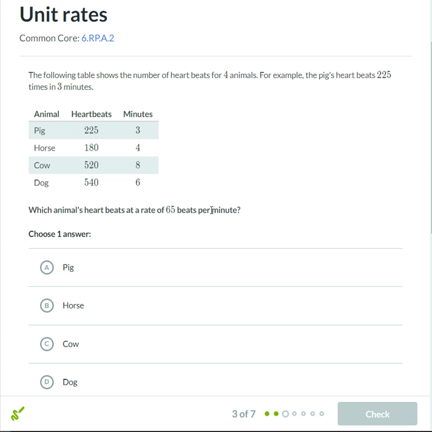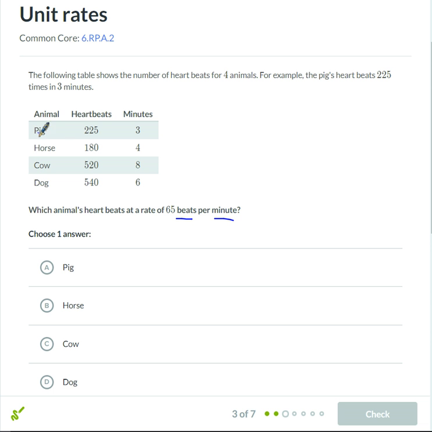So this time they're asking you to go backwards. So I'm looking for a rate of 65 beats per minute. So that means that in my ratio, beats needs to be first, and I need to divide it by the number of minutes, and I should get an answer of 65. So I just have to go down this table and identify which of these, when I divide it out, will give me an answer of 65.